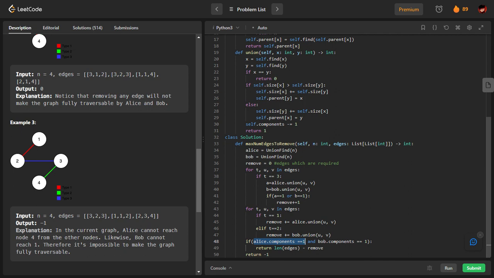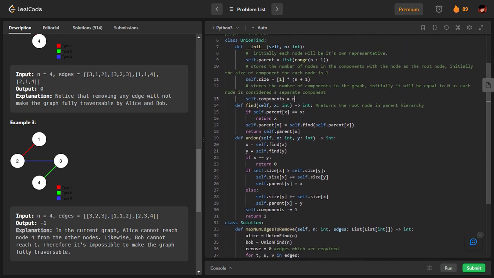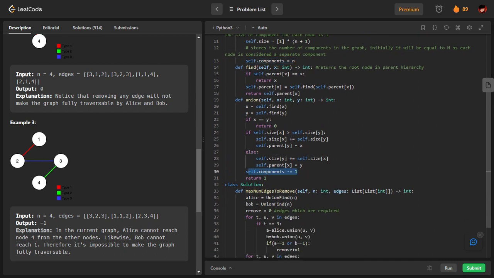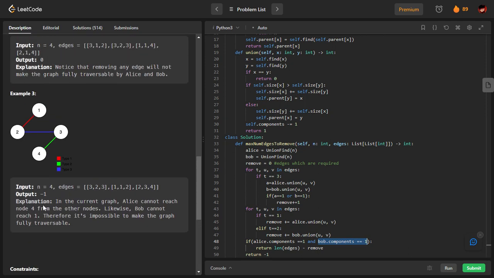Finally, we are checking the number of components. We started with n, and every time we do a union, we reduce the number of components. If at last it is 1 for Alice, that means all the nodes came together as a single union for Alice, and similarly for Bob it is 1. Only then is the graph fully traversable for Alice and Bob. If it is not so, this case will come where we have written -1.